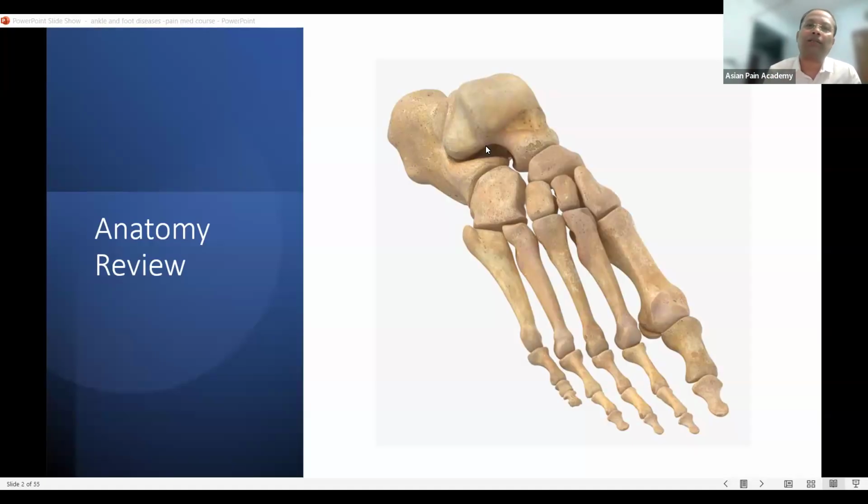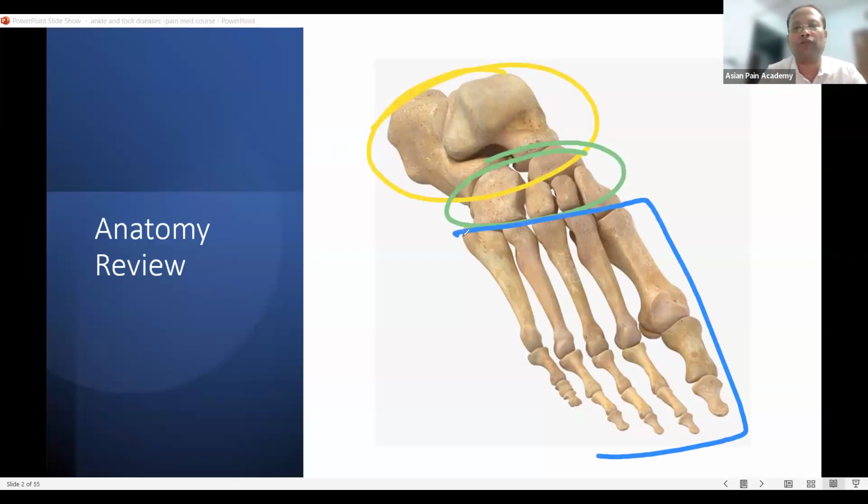So here these are the tarsal bones. If we see our foot, we have to divide it into three parts. So first part, this is the hind foot. And then this part is the mid foot, and then apart from that, this part is the forefoot.